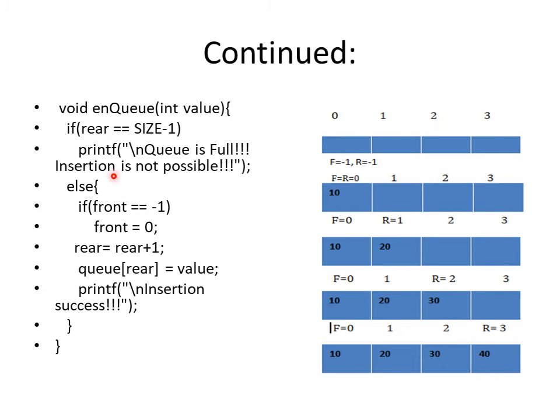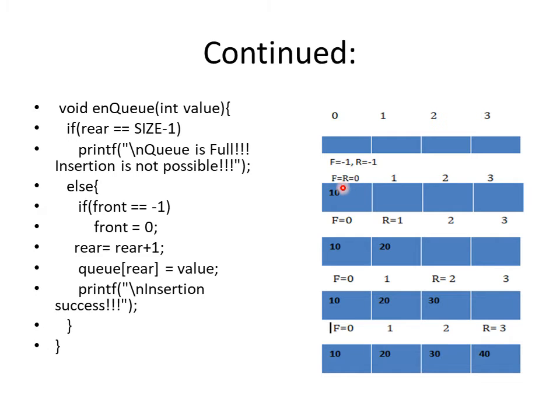For that reason I am checking. In these conditions you can see this is empty. Therefore it will skip this and move to the front check: front equals minus 1. Yes. Now what I am doing? I am initializing front equals 0. Next, here f equals 0, and r equals minus 1 is there. Now I want to increment: r equals r plus 1. Here r equals minus 1 plus 1. What is the value? Now r equals 0.